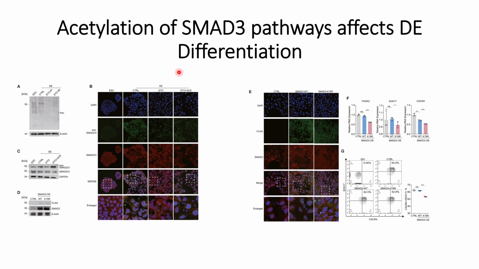We will continue our discussion about fatty acid oxidation pathways that help in the differentiation of human embryonic stem cells to the definitive endoderms. In the previous video we understood that it's the acetyl-CoA concentration within the cells that upregulates these fatty acid oxidation pathways and thereby helps in the differentiation of the human embryonic stem cells to the definitive endoderms.